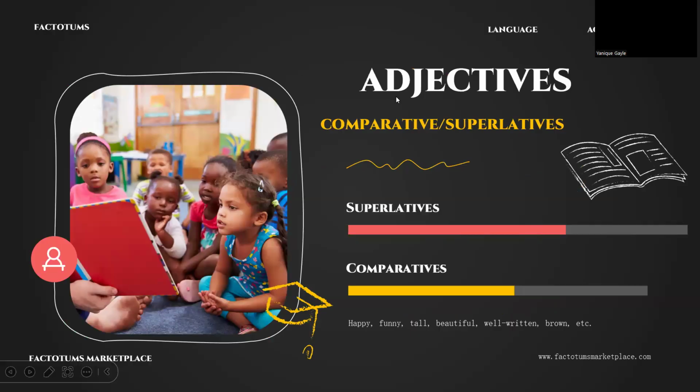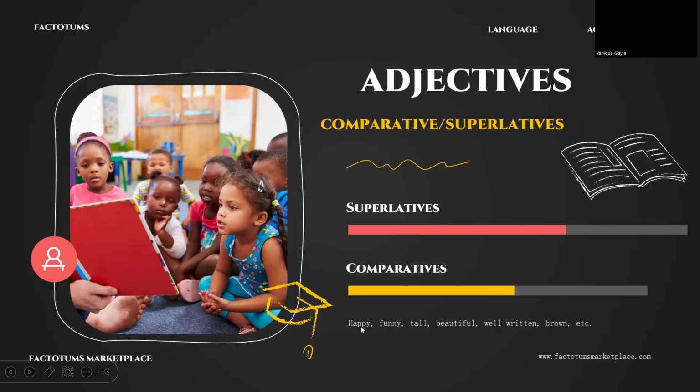In English, the adjectives are used to describe one thing. That means they're singular, okay? So they describe one specific thing. If we're describing two things, then we have to use what we call a comparative. If we're describing three or more things, then we have to use a superlative. We're going to see the difference in a moment.